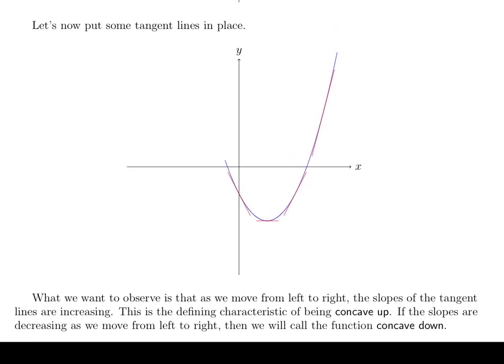Okay, zooming back out, so what we want to observe here is that as we're moving from left to right, the slopes of the tangent lines are getting larger. They're increasing. So now we're going to introduce a new term. This is the defining characteristic of being what we're going to call concave up. Now if the slopes go the other way, if they decrease as they move from left to right, then we're going to call the function concave down.